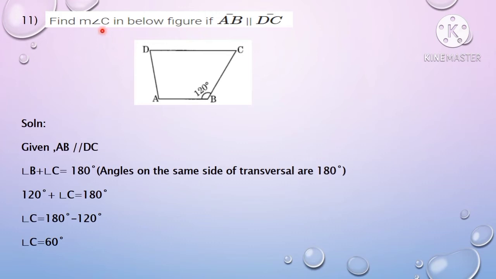Now equation method. Bring all the constant terms to one side. So angle C is equal to 180 degree minus 120 degree. So when you subtract, you will get the answer 60 degree. So what is the measurement of angle C? We got 60 degree. Okay, children, the question asks to find the measurement of angle C. So now we got angle C is equal to 60 degree.